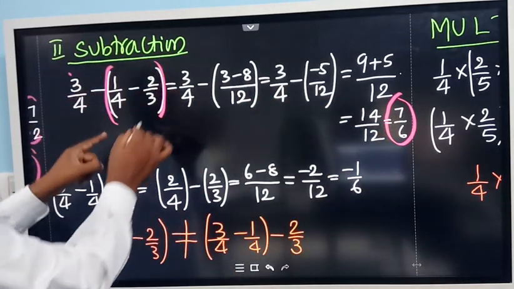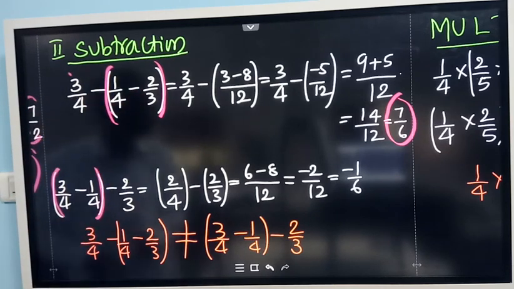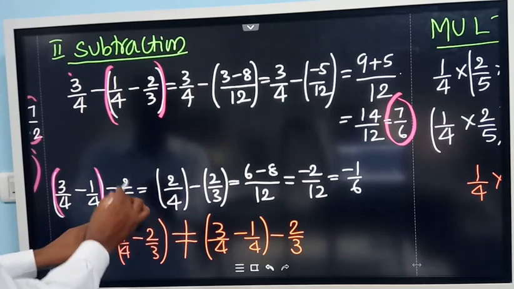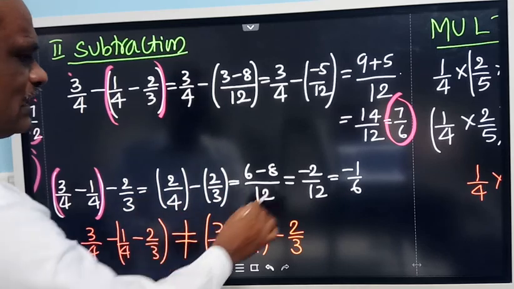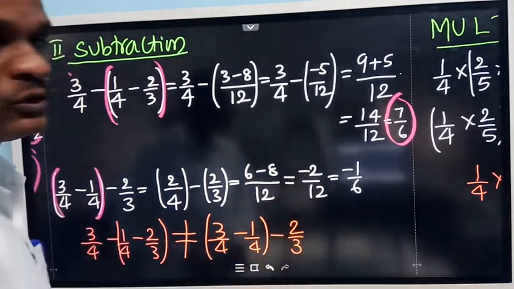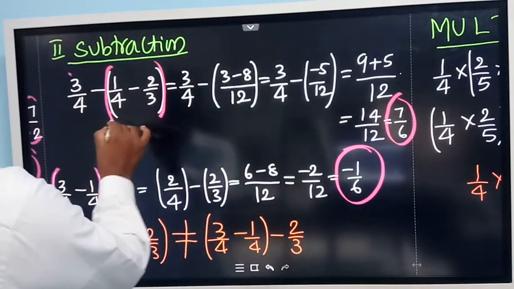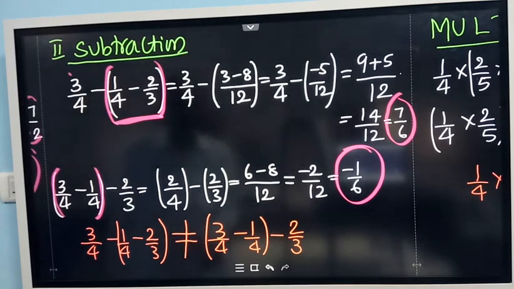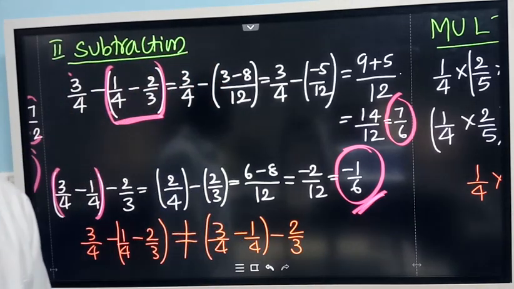Now instead of this group, let us take the first two, 3 by 4 and 1 by 4. Simplify this, 3 by 4 minus 1 by 4. It gives you 2 by 4. This I have written as it is, 2 by 3. 2 by 4 minus 2 by 3, if you simplify, you will get minus 2 by 12 and it is minus 1 by 6. See, first we grouped these two numbers, simplified, you got 7 by 6. And here in this case, we grouped the first two numbers and then simplified, you are getting minus 1 by 6. They are not same.